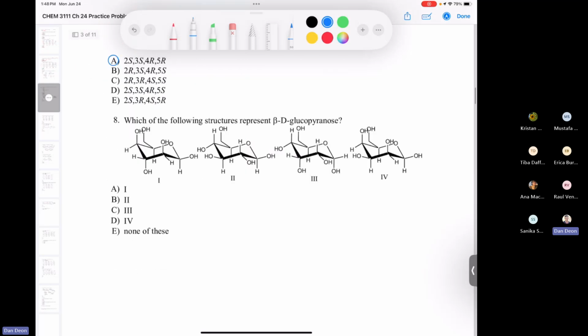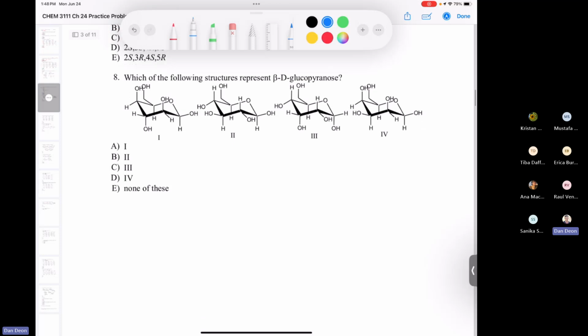Okay, next one is a really good question that students sometimes get confused on. It just asks you, which of the following structures represents beta-D-glucopyranose? So when we're talking about a D sugar, we always start with the same skeleton. We always start with our six-membered ring. Not my best artwork, not my worst. So there's our hydroxyl. We're always going to start with this, and carbons 2, 3, and 4.